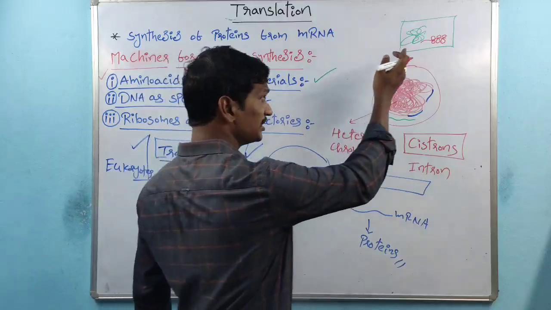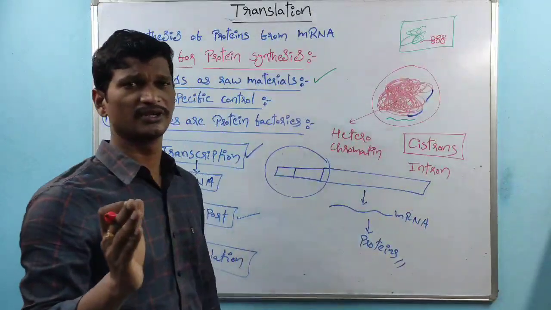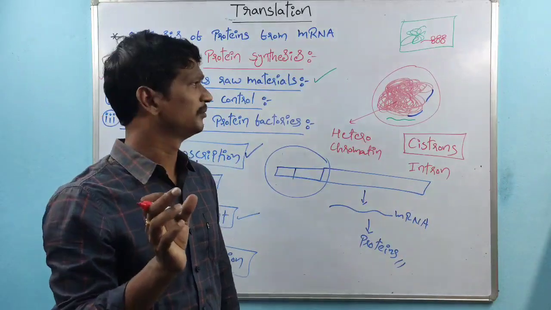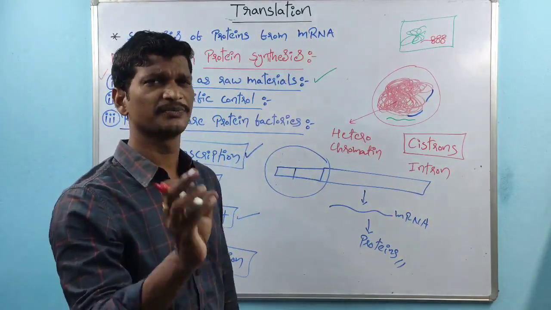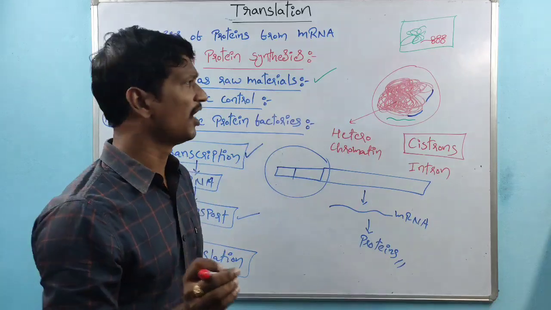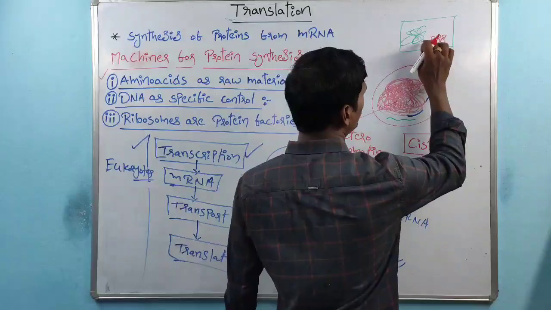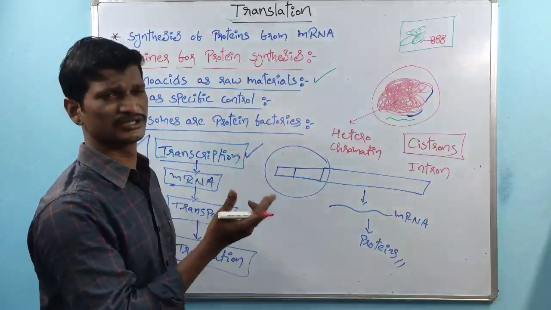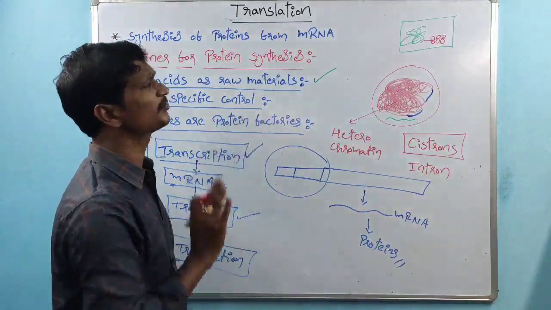Because in prokaryotic cells, there are no different compartments. DNA replication, transcription and translation all take place only in the cytoplasm, because within prokaryotic cells there is no nucleus. Only the cytoplasm is there.